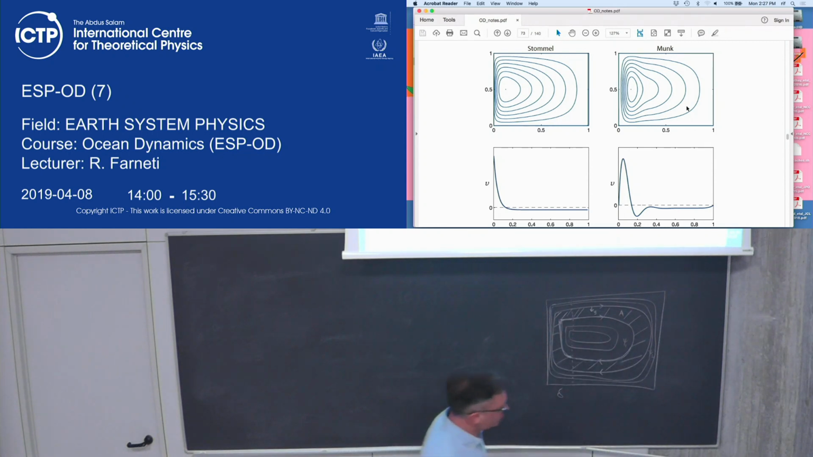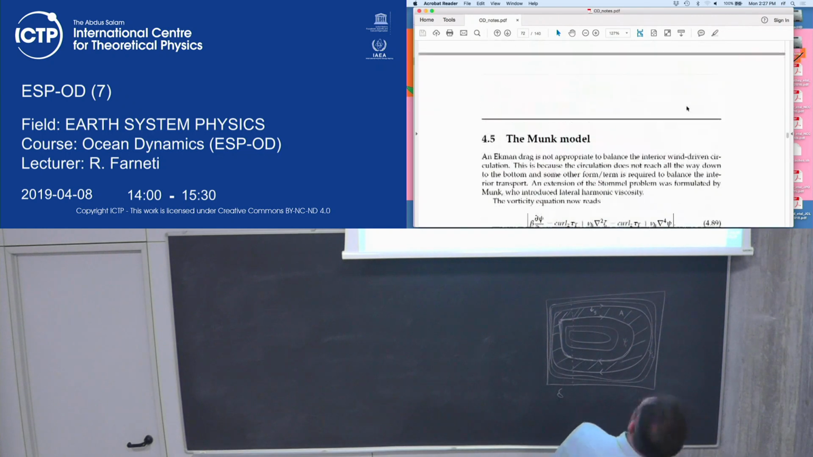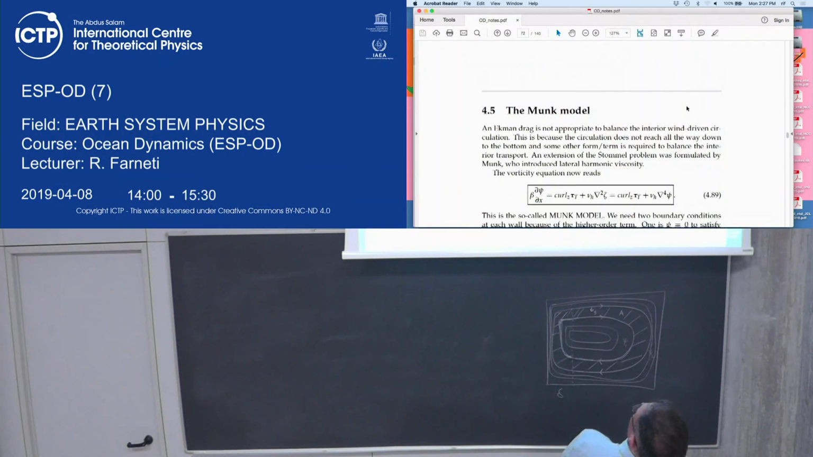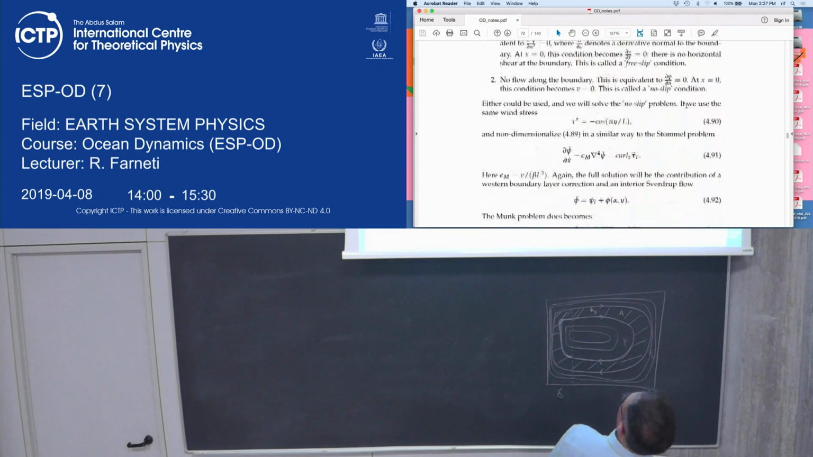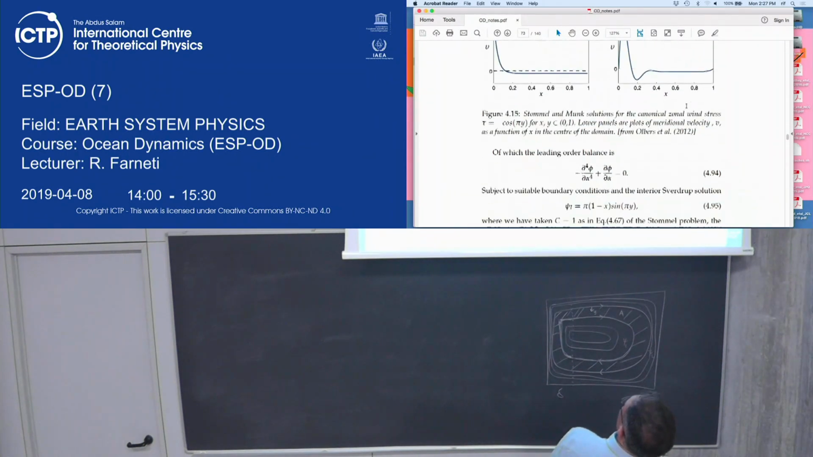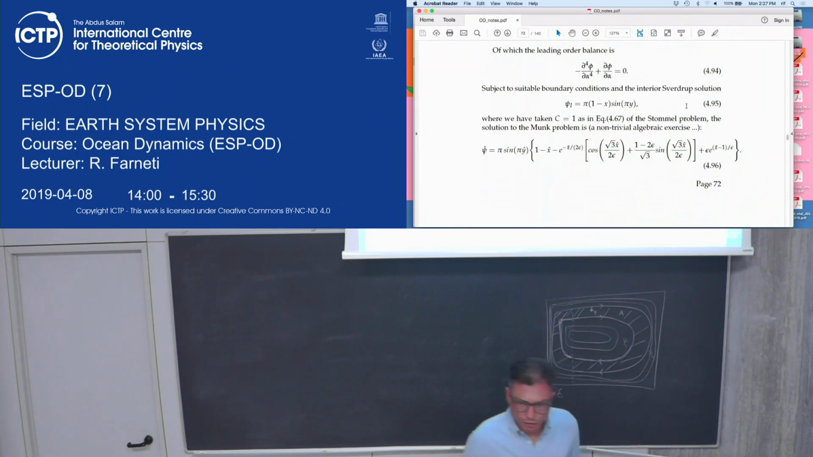Okay, so when we did the Munk problem, we just started off by saying this was the Stommel problem, he added linear bottom drag, and Munk just added lateral harmonic viscosity, and then we derived the solution for the interior and for the boundary layer, okay? Which is a little more complicated, the solution. Okay, it's less intuitive. But you can get to the same solution.